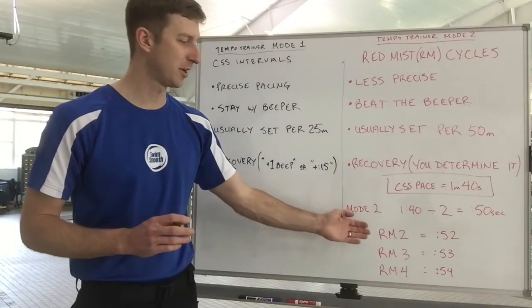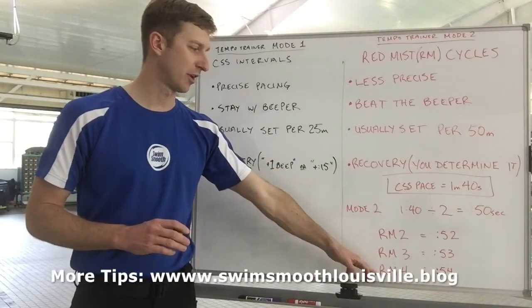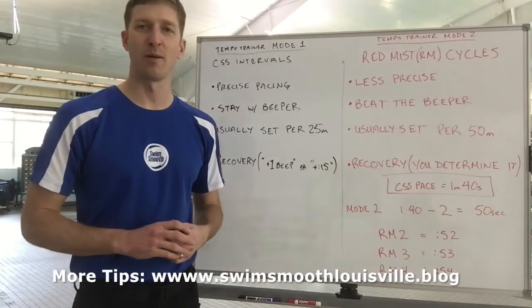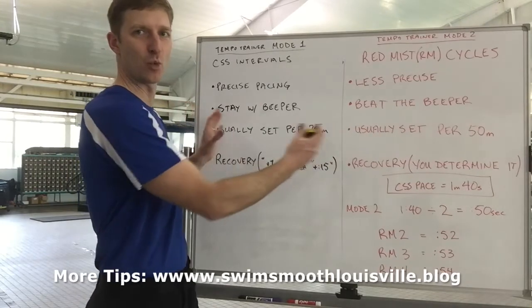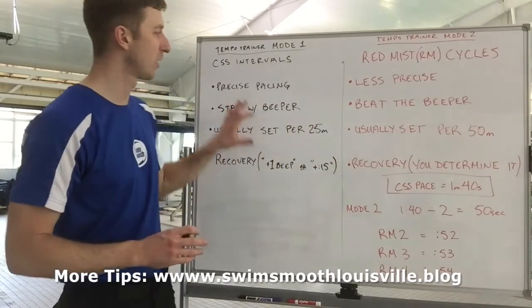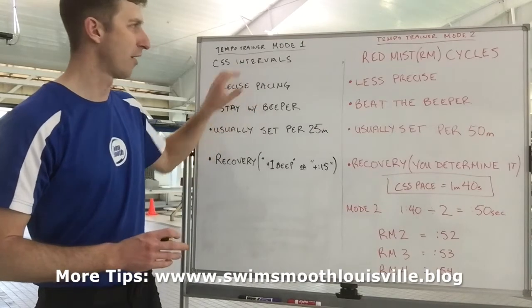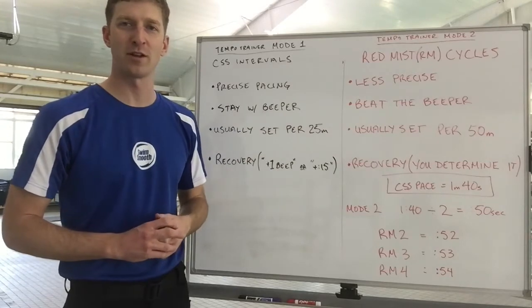So give the 400 meter test a try. Work out your CSS pace and your RM cycle, and just try 400 meters at RM4 to get a feel for it. And maybe you'll determine which you like the best. Some folks love being held entirely accountable to the very precise nature of the CSS intervals. Some people like to go with the flow a little bit more over here with the RM cycles.